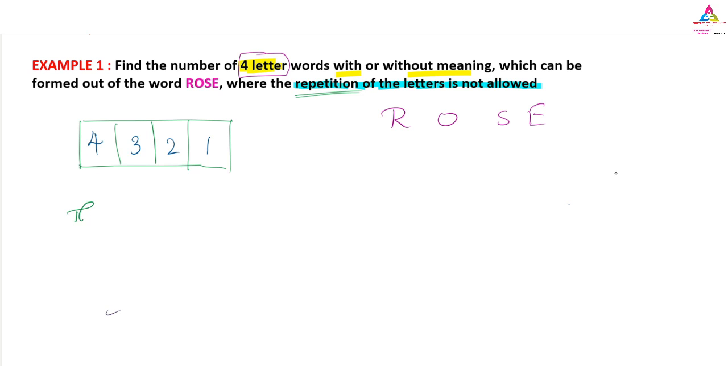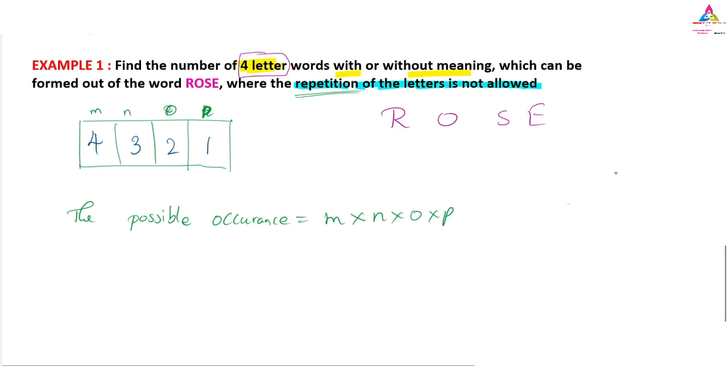The possible occurrence is equal to, so here we will consider this is M, this is N, this is O, and this is P. So it is nothing but M times N times O times P.